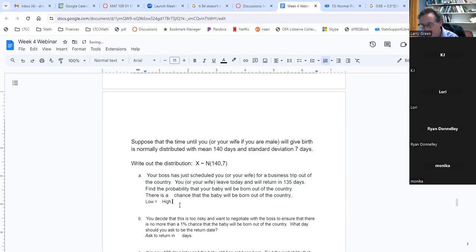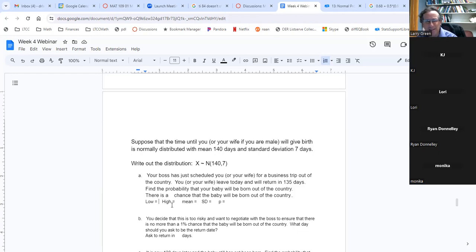So guess what? We need low, high, mean, standard deviation, I'll write SD, and P. What's the low? And we're assuming it's normal. Actually, what is the low on this one?